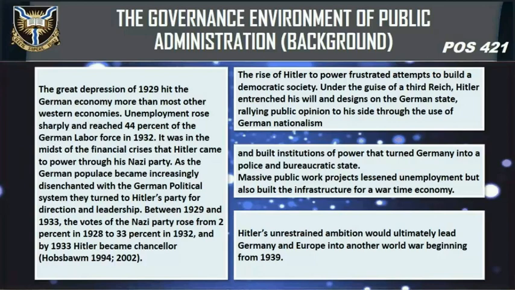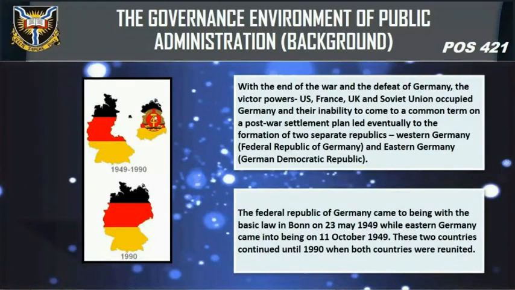Hitler's unrestrained ambition would ultimately lead Germany and Europe into another world war beginning from 1939. With the end of the war and the defeat of Germany, the victor powers, that is United States, France, UK and Soviet Union, occupied Germany, and their inability to come to a common term on a post-war settlement plan led eventually to the formation of two separate republics: Western Germany, that is Federal Republic of Germany, and Eastern Germany, that is German Democratic Republic.